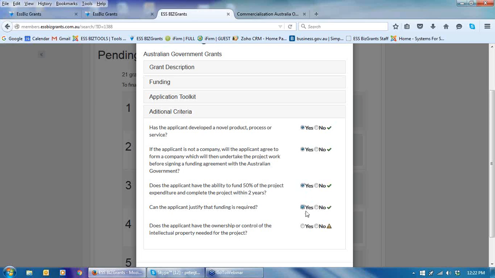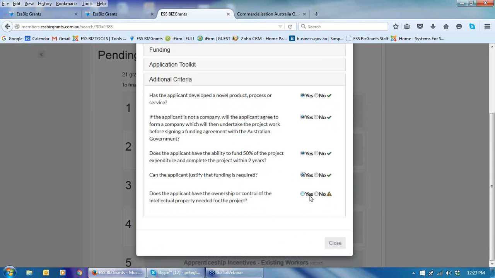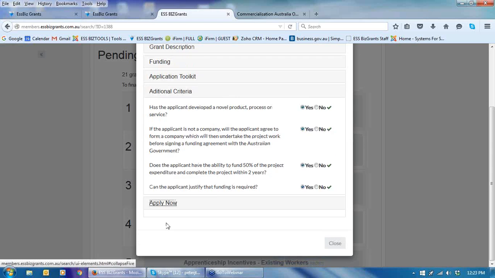That's answering that first criteria. Is funding required? We have included it there as a question to emphasize the importance of that question. And does the applicant have the ownership or control of the intellectual property? That was the other big requirement. They can't copy someone's IP without their approval, obviously. So we'll answer yes.